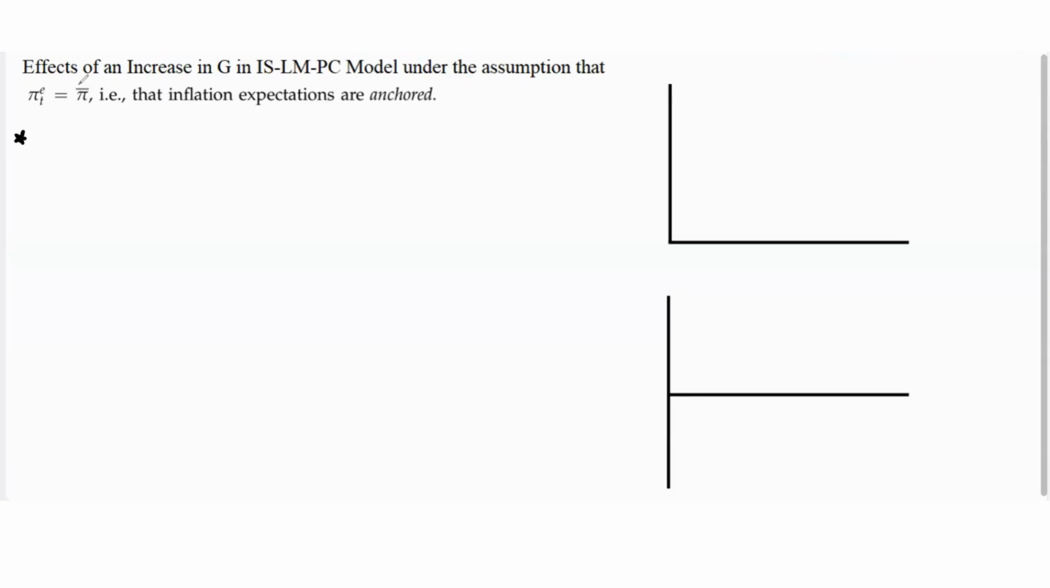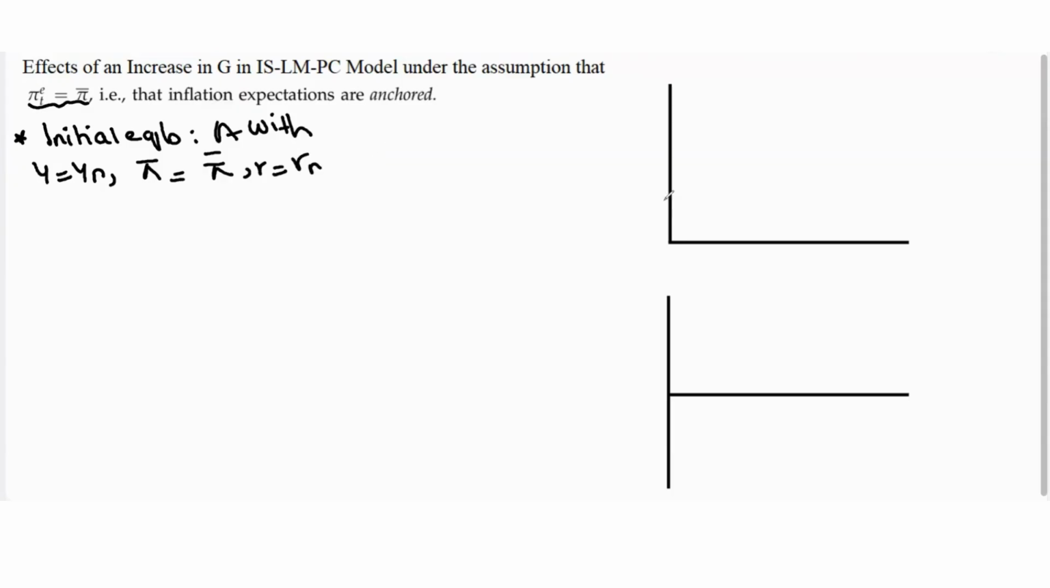So I'll take the initial equilibrium to be A, where the economy begins with medium-run equilibrium. We know in medium-run equilibrium output is equal to the natural level, unemployment is equal to the natural rate, and inflation is equal to its expected value, which in this case is pi bar. The medium-run equilibrium condition is actual inflation equal to expected inflation, which is just pi bar, and the real interest rate is equal to the natural level of the real interest rate.